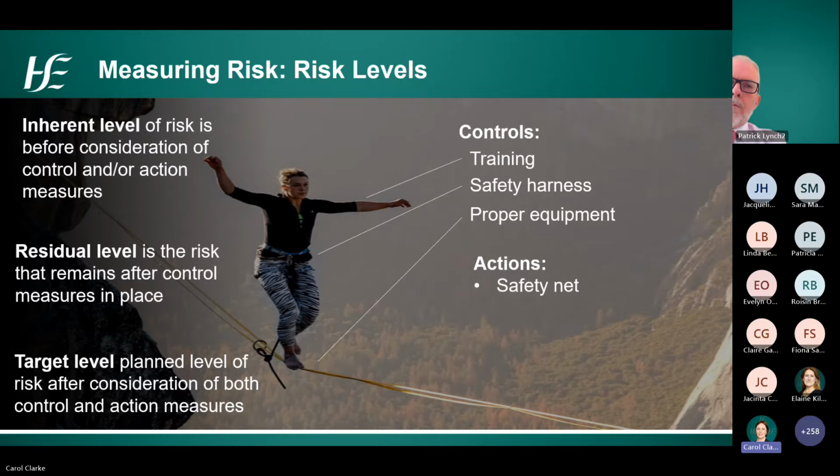So, to recap, inherent is the level of risk before controls and actions. Residual is the remaining level of risk after consideration of the existing controls. And target is the acceptable level of risk we plan to achieve after the finalization of all of our actions.